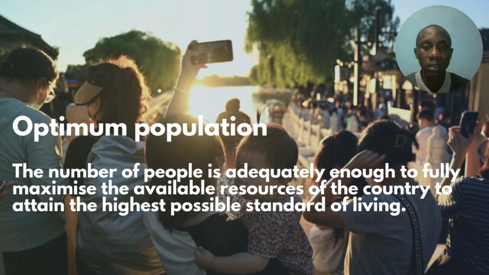Next is optimum population. This means that the number of people is adequate to fully maximize the available resources of the country to attain the highest possible standard of living. Sometimes Japan is cited as an example of a country with optimum population.